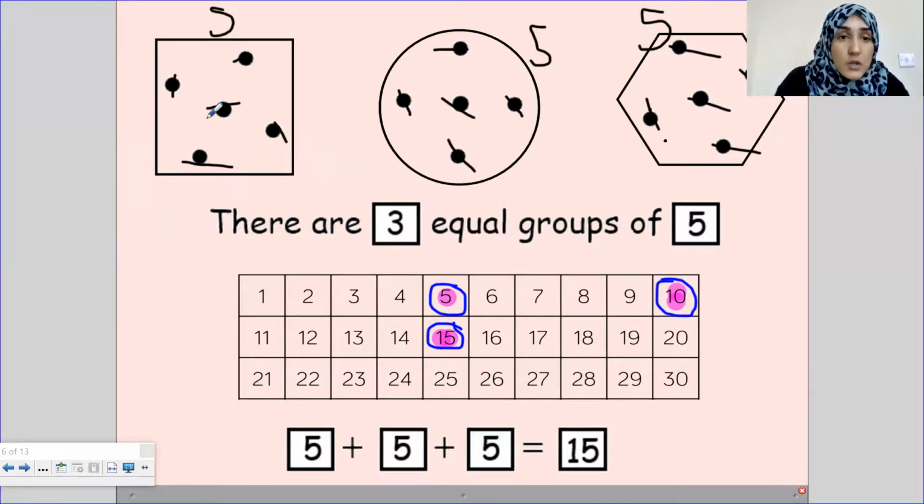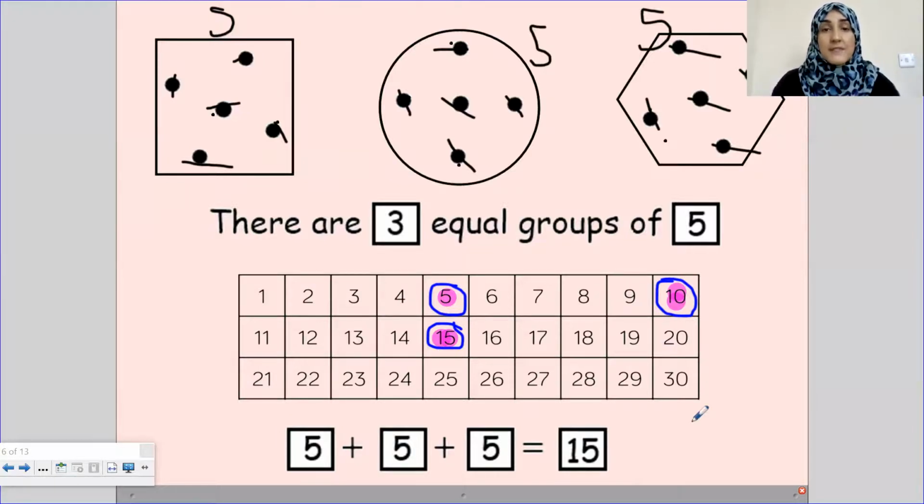Now, you might be thinking, oh, I can't count it. 1, 2, 3, 4, 5, 6, 7, 8, 9, 10. That's going to take way too long. I can count in my 5s to make it easier for me. So I can count it as 5, 10, 15. Well done. Fantastic. We can count in our 5s.